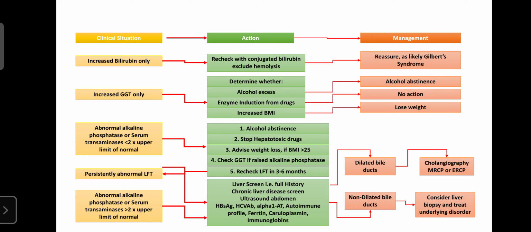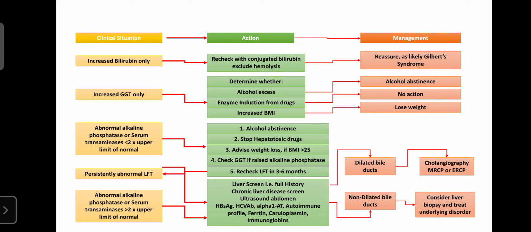Okay, then the management: due to dilated bile ducts, you can correct the condition so that the bile can pass easily. And you can also go for cholangiography, MRCP, ERCP. They can be helpful to note down obstructions in the bile ducts, due to which the bile cannot be secreted from the liver into the gallbladder. At that time also, these levels are abnormal.